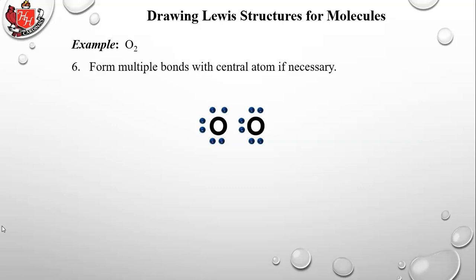Think about it. Okay, here it is. You take a lone pair from the outside. It doesn't matter which lone pair. I happen to take the one on the left, and you move it in between. So now you've created a double bond.